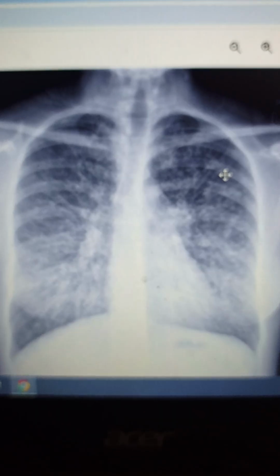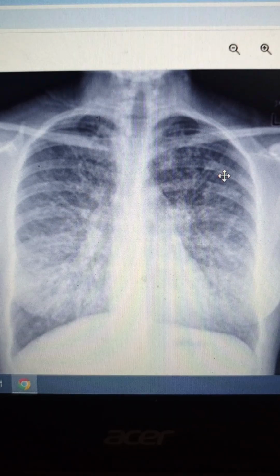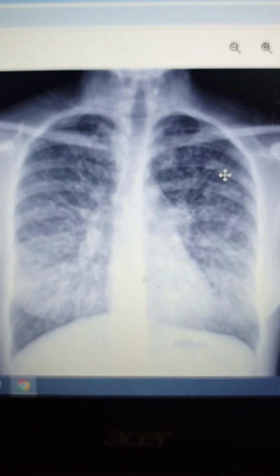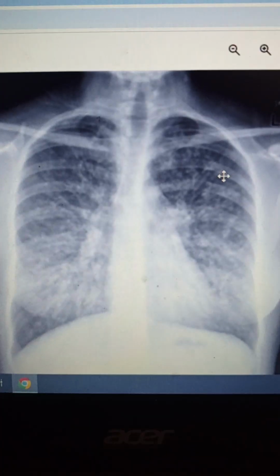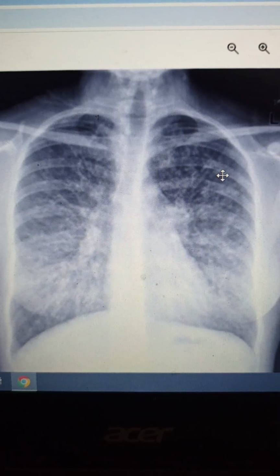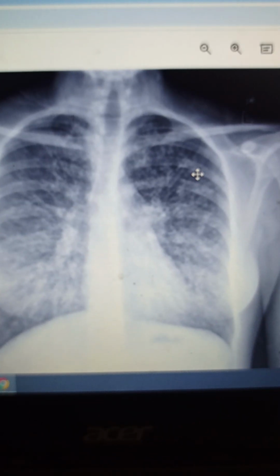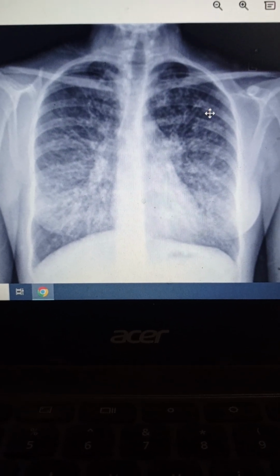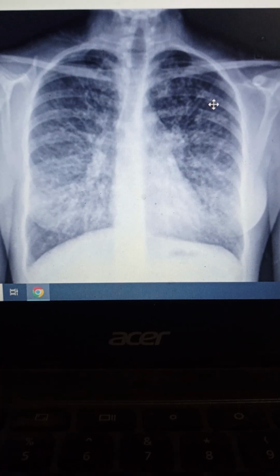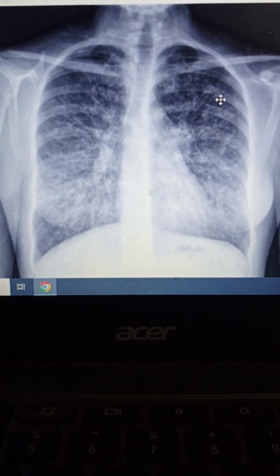For example, this chest X-ray, I will mark a finding also. So first we will see how the patient presents. Can you spot the abnormality? First you can see, you can mark over here. Right. I give you 5 seconds, so you can identify the pathology in this X-ray.